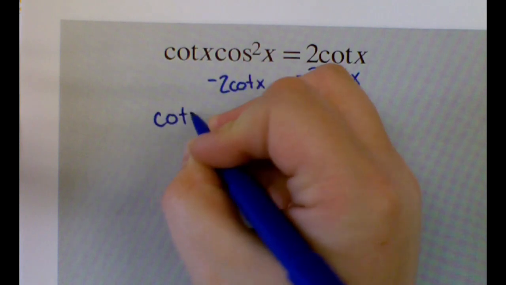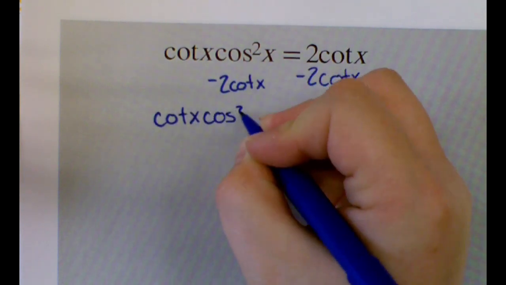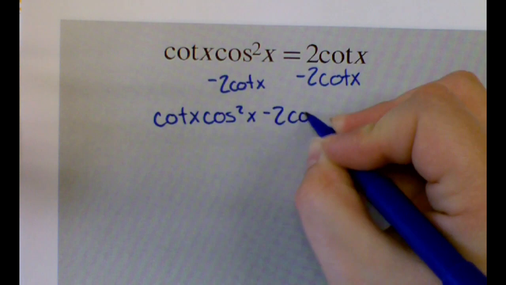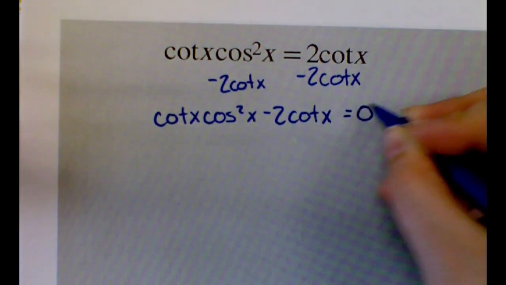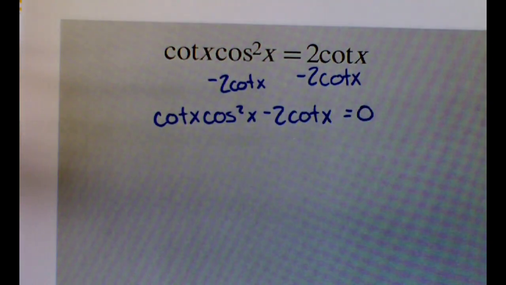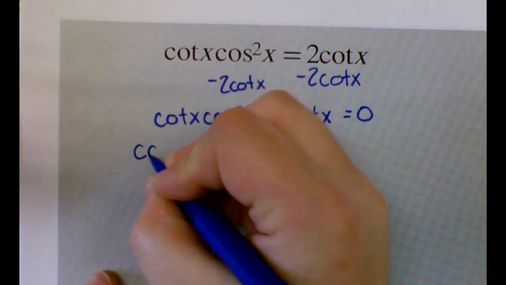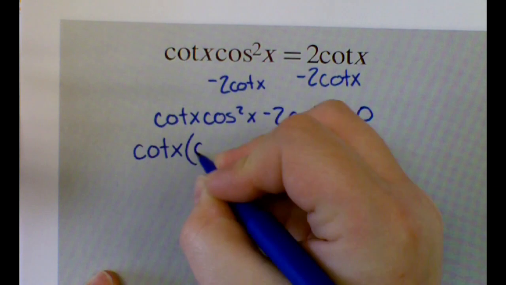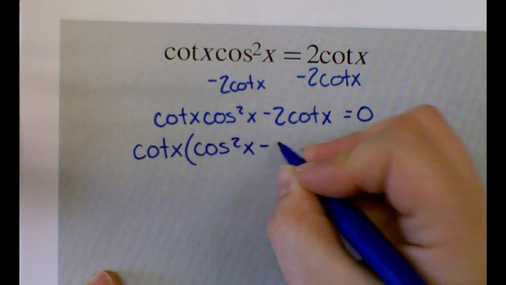So I have cotangent of x times cosine squared of x minus 2 cotangent of x equals 0. Now I could change cotangent into cosine over sine, but then I'm going to have sines that I'm going to have to work with. Also, I'm still stuck with 2 trig functions. I do notice, though, that on the left side I could factor out a cotangent. If I do that, I'm left with cosine squared of x minus 2.